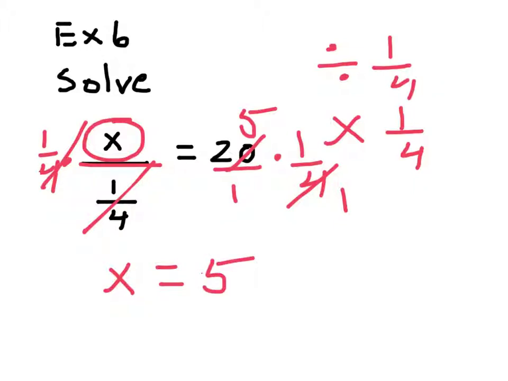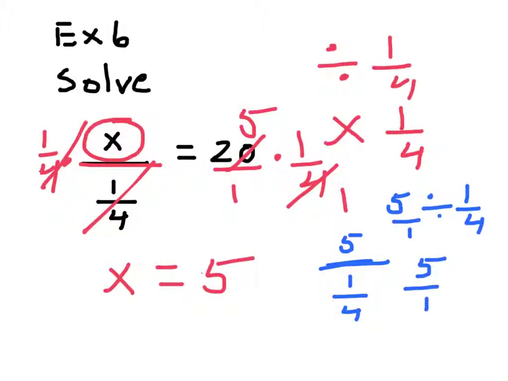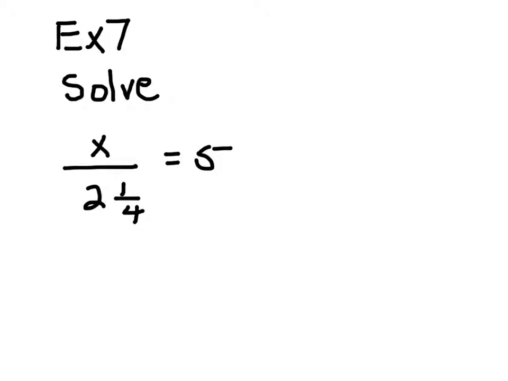Now let's check this one. So supposedly 5 divided by 1/4 is going to give me 20. Well, let's try that. So 5 divided by 1/4. What's that mean? That means 5 divided by 1/4, or in other words, 5 times 4/1, which is 20. So it checks. Okay, now this is the last example.